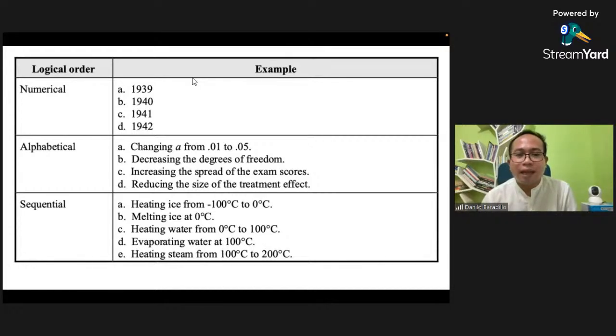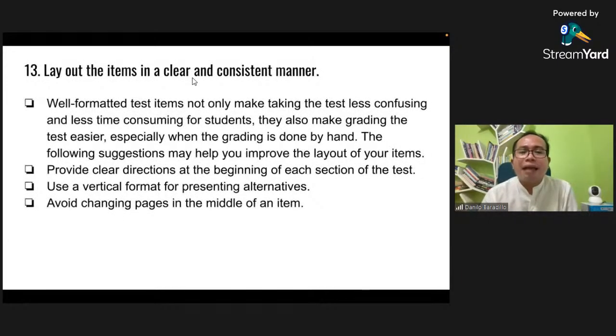for our test questions. Okay, lay out the items in a clear and consistent manner. So well-formatted test items not only make taking the test less confusing and less time consuming for students, they also make grading tests easier, especially when the grading is done by hand. The following suggestions may help you improve the layout of your items. Number one, provide clear directions at the beginning of each section of the tests. Use a vertical format of presenting alternatives. Avoid changing pages in the middle of an item.